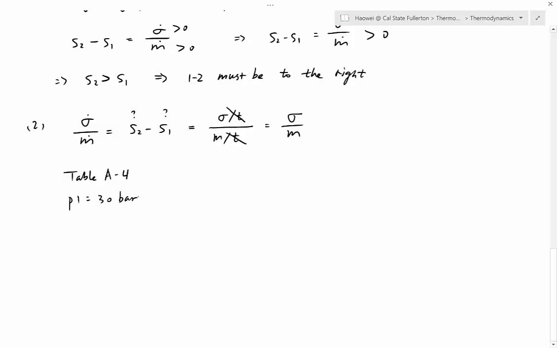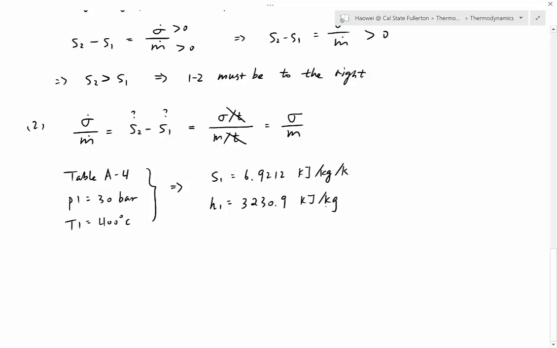And we just need to have one more input, and that is T1. T1 is 400 Celsius, which is given. And from table A4, you can easily find entropy S1, which is 6.9212 kilojoule per kilogram per Kelvin. And from the table, I also write down H1 even though I'm not looking for it at this moment, but I might later. So I also write down the value of specific enthalpy. It's 3230.9 kilojoule per kilogram. So now I'm done with S1.